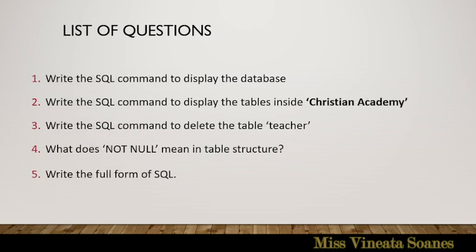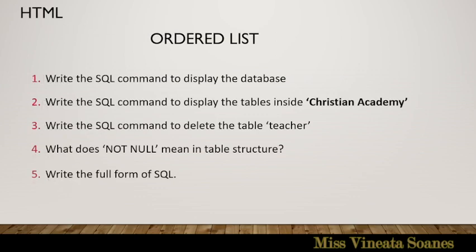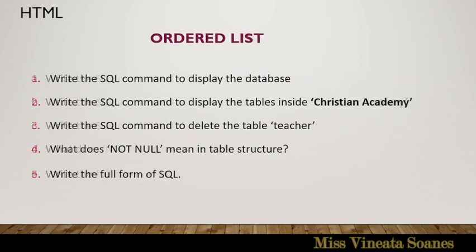Most of the time these lists are given with numbering or bullets, in this way. You can see that we are giving numbers 1, 2, 3, 4, 5. Similarly, if you do not want numbering, we usually give bullets. So these are what we call lists in HTML. When we say numbering, in HTML we call it an ordered list, and when it comes to bullets, we call it an unordered list.